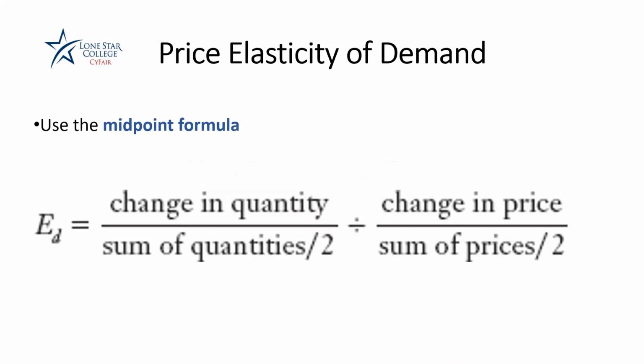It is the change in quantity divided by the sum of two quantities. Basically, you are taking the average of your quantities at the bottom, and then you are dividing the whole thing by the change in price, the difference between the two prices you have, divided by the sum of prices divided by two, or again, the average of two prices. We call this formula midpoint or average, okay? And this is the most common way of calculating the elasticity.